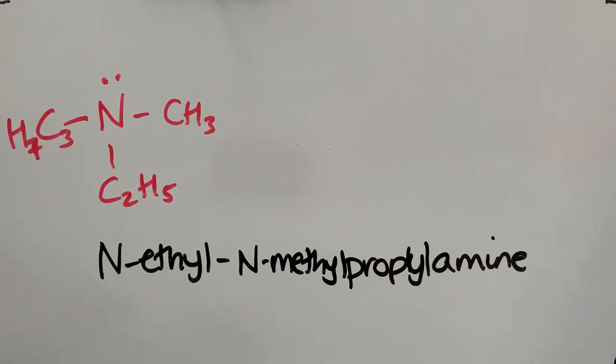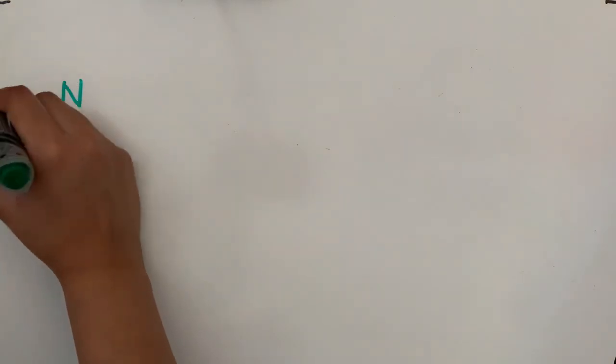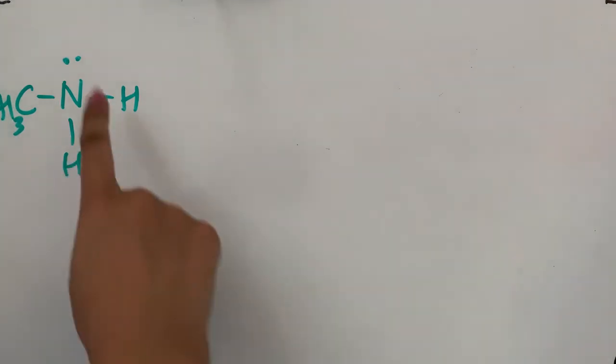Right, let's move on to the reactions that they undergo. The reactions that they undergo, as I said, are based on that lone pair of electrons on the nitrogen. So let's just do one example. I'm just going to go for methylamine. Because of that lone pair of electrons, this can accept a proton. So amines are bases.